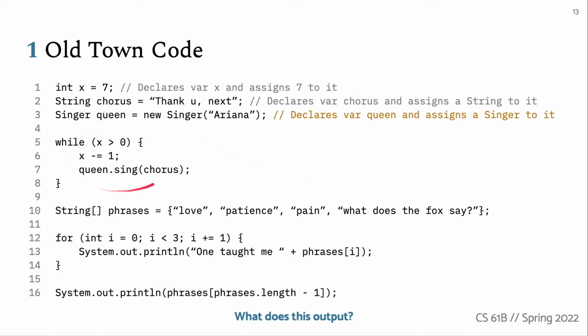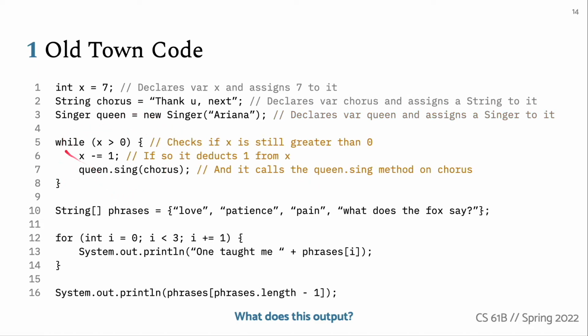Next, we have this sort of while loop going on. So first, we check whether x is still greater than 0. So x starts off at 7. So the first time we check it, we're good to go. And then the first thing we do is we deduct 1 from x, so now it's 6. And then we call the queen.sing method on chorus. The queen.sing method returns something, but it doesn't print anything. And since that return isn't assigned to any variable, it basically just disappears into thin air. Regardless, this happens 7 times until x is equal to 0, at which point we exit the while loop and move on.